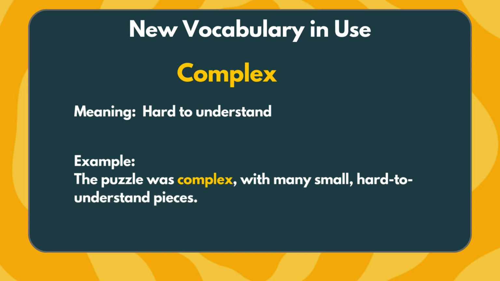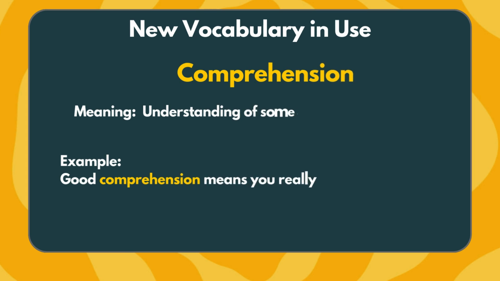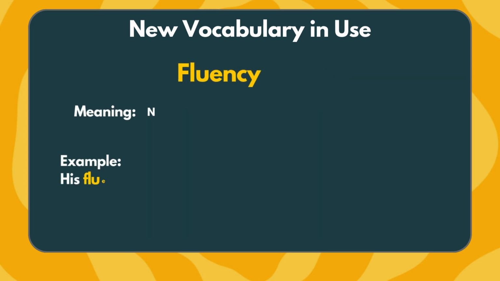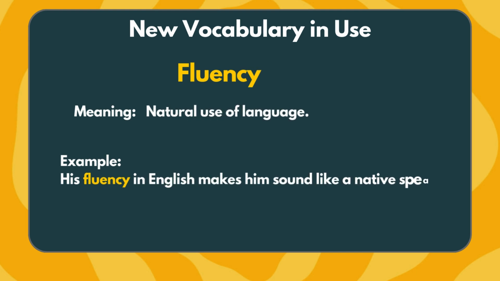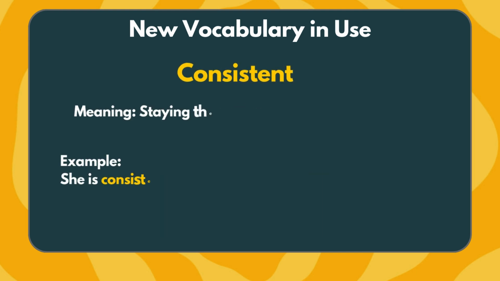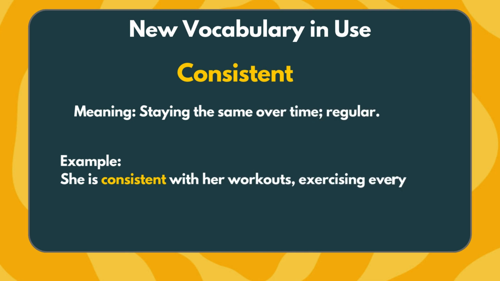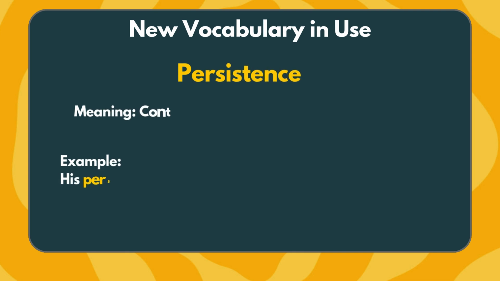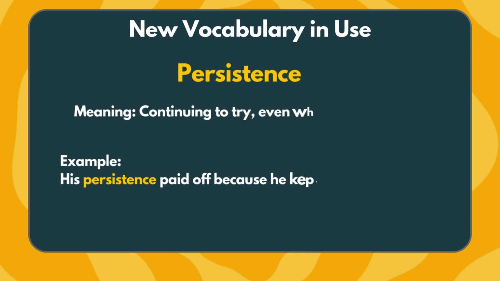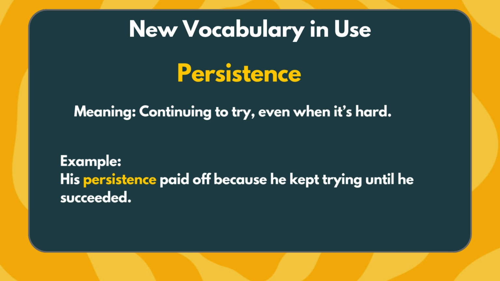Complex, meaning hard to understand. Comprehension, meaning understanding of something. Fluency, meaning natural use of language. Consistent, meaning staying the same over time or regular. And the last word is persistence, meaning continuing to try even when it's very hard.